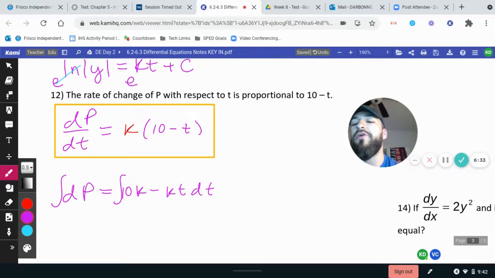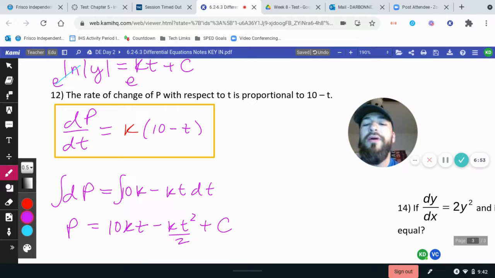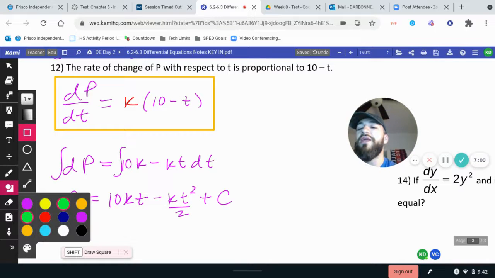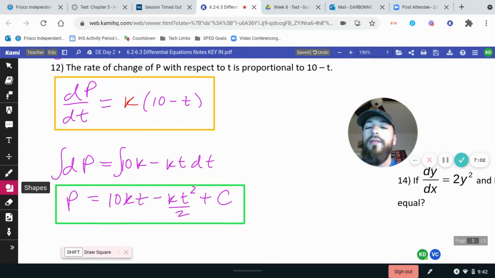Then once I've separated, I can integrate both sides. On the left side, integral of dp is just p because it's technically 1 dp. Over on the right side, 10k becomes 10kt, because 10 and k are both constants, so I just have one big multiplied constant right there. And then minus kt squared over 2. And then, of course, adding in that constant of integration. And p is already solved on this one, so I don't have to do any extra grunt work. That would just be our final answer on 12.